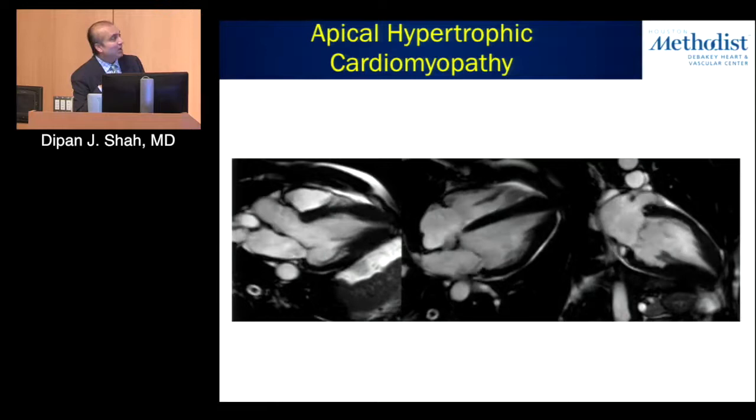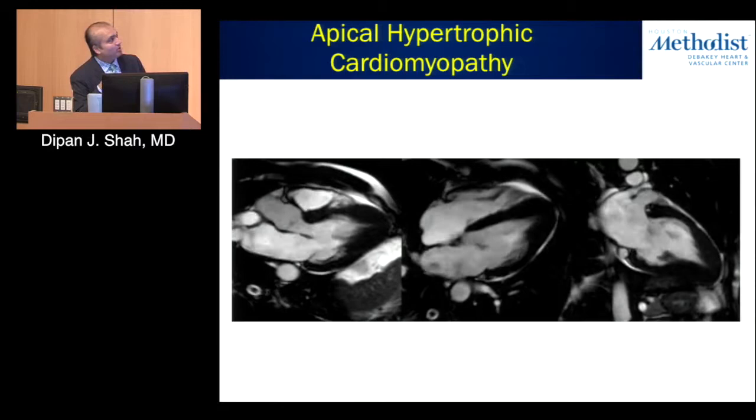So here's an example of a patient with apical hypertrophic cardiomyopathy. You can see hypertrophy, which is really primarily in the apical segments.